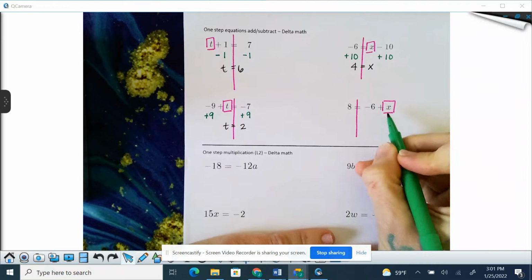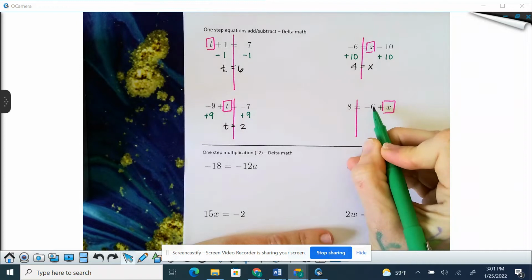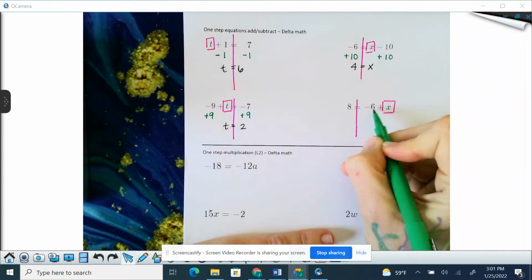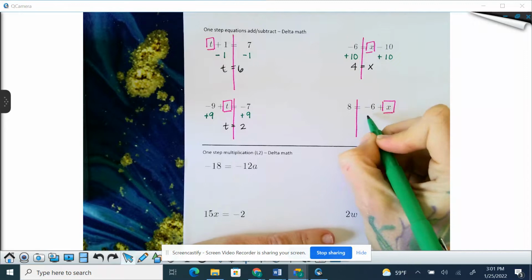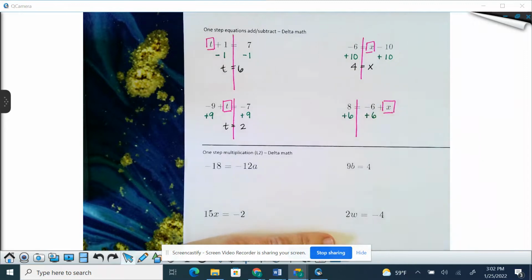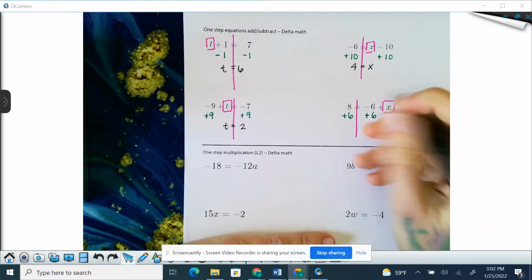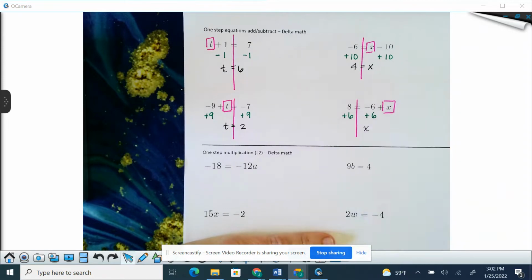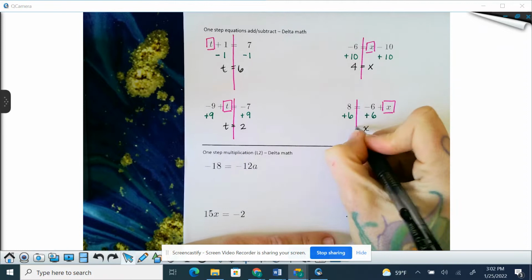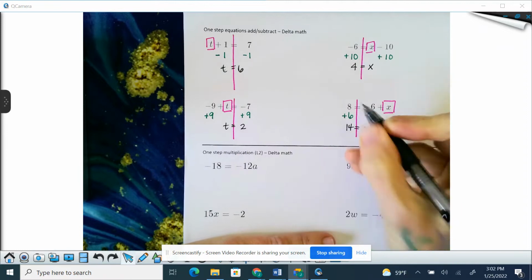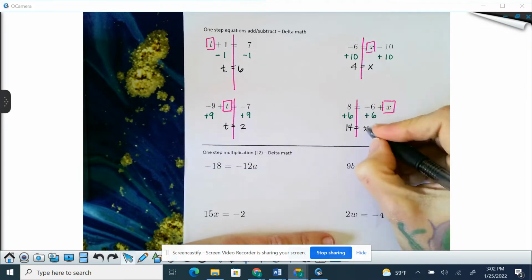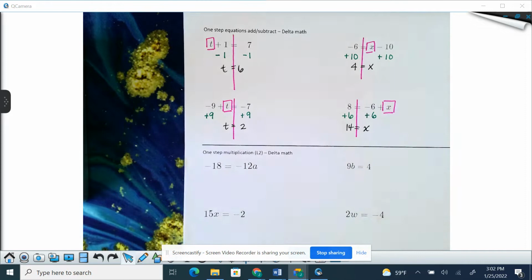So then we have x plus a negative 6, but we need this negative 6 to become a 0. So the opposite of negative 6 is a positive 6. And we need to do it to both sides. So x, grab the bad pen, sorry, equals 14. Because positive 8, positive 6 is that 14. So that's your super basic.